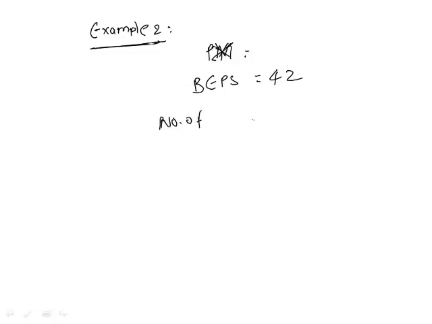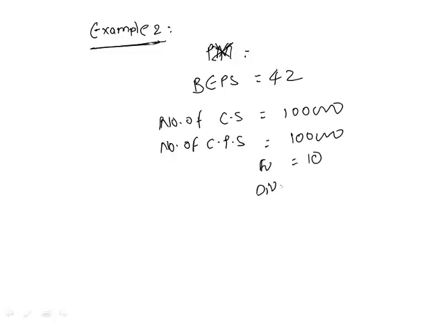Number of common shares is 100,000. Number of convertible preferred stock is 100,000. Face value 10. Dividend rate 15%. Calculate diluted EPS. Okay, there's a small trick in the question, so please be careful. Basic EPS is 42.